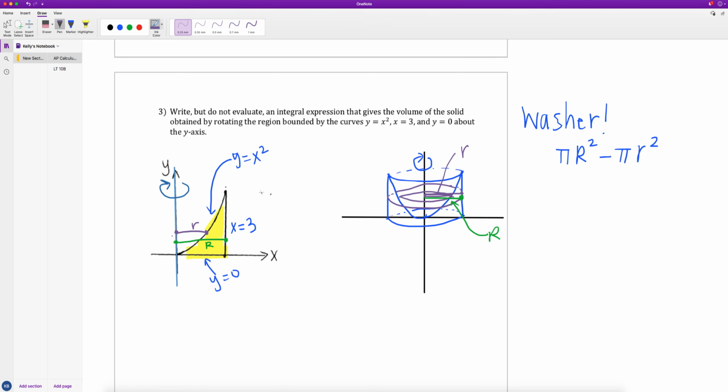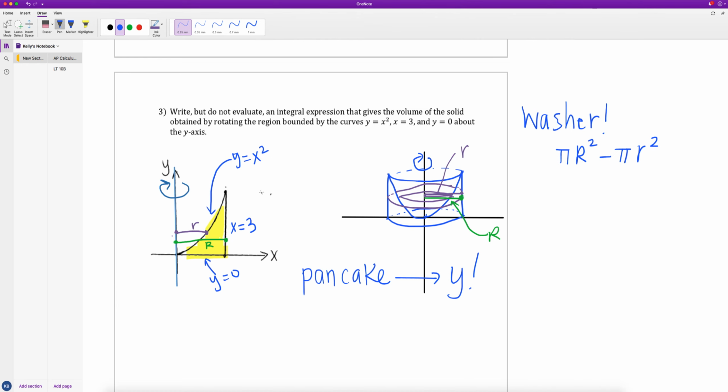Before I try to find the equations for these, I want to think about what my bounds are doing. So I'm stacking these up. I've got little tiny washers down here. They're stacking all the way up to the top to create this shape. So I am stacking this up like a stack of pancakes. So when I stack this up in terms of pancakes, it means that I must be in terms of y instead of x.